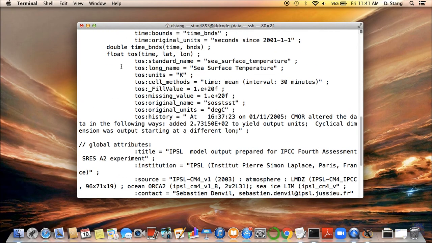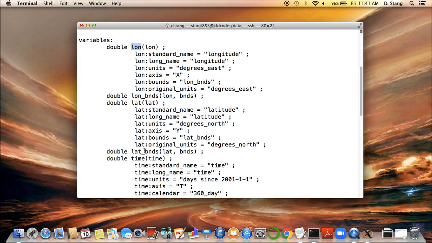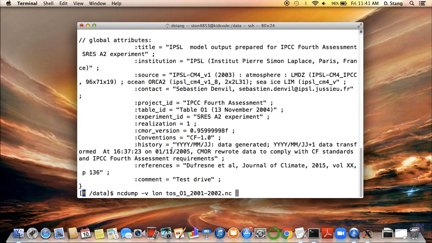One other thing I should mention about the sea surface temperature variables: all of these other variables, lon, lat, and time, are in fact one-dimensional arrays. The sea surface temperature variable is a three-dimensional array, and we'll talk more about that later during the course of this week.